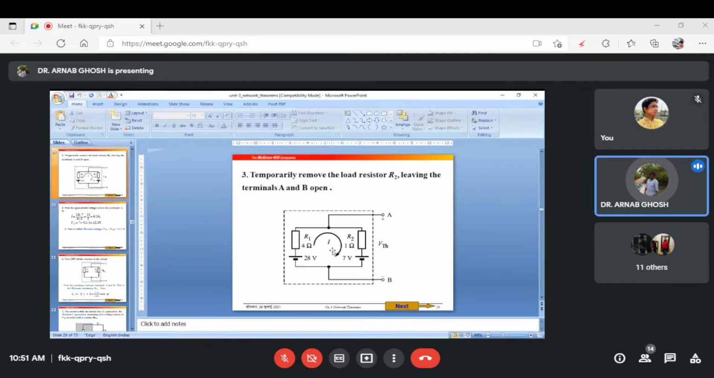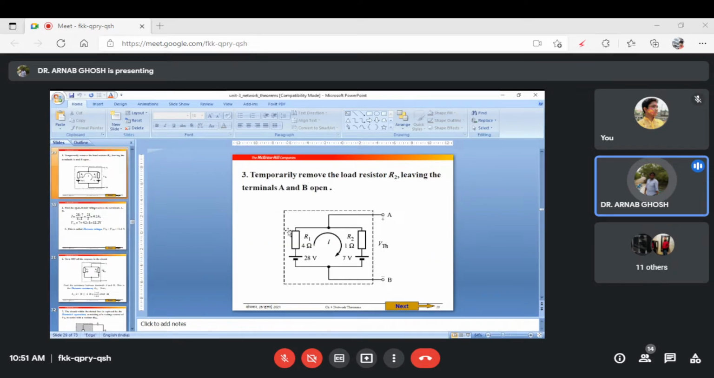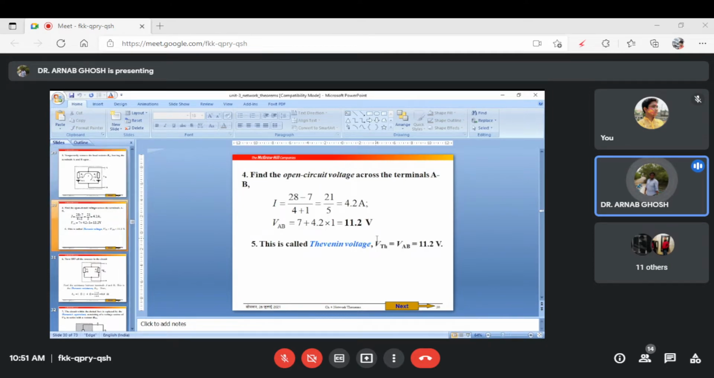So what will be the open circuit voltage? These two are in series but in opposite direction. So the resultant voltage will be 28 minus 7 equals 21 and the summation of the resistance will be 5 ohm. So what you are getting is the current as 21 by 5, 4.2 ampere. So this is the current, 4.2 ampere.